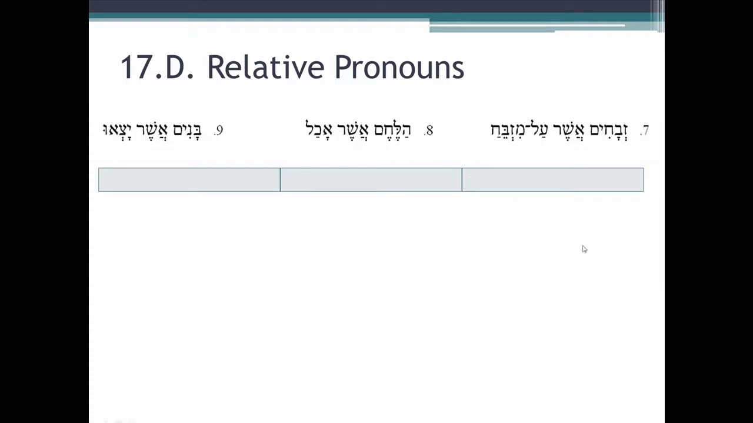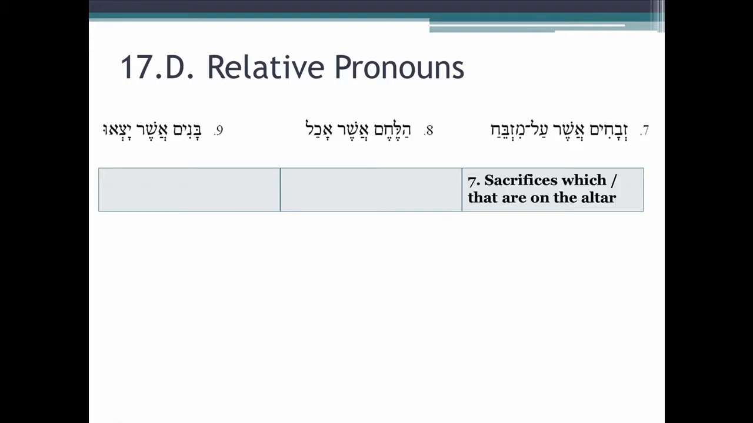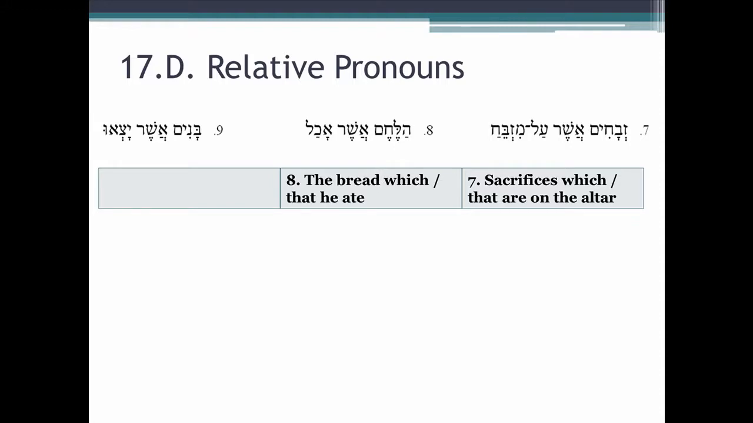Number 7, Zevakim asher al mizbeach, sacrifices, here's our plural noun, which upon the altar, or on the altar. Sacrifices which or that are on the altar. Again, I put which or that in just depending. It would depend really on the precision of your English grammar that you care about in translation, but just so that you know that either one is in theory acceptable. Number 8, Halechem asher akal, the bread which he ate, or that he ate. And number 9, Banim asher yazeu, sons who went out.